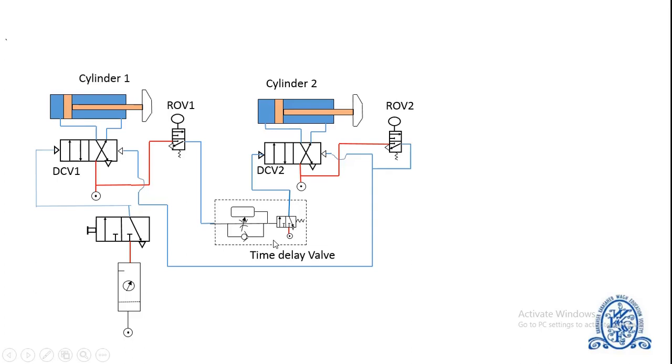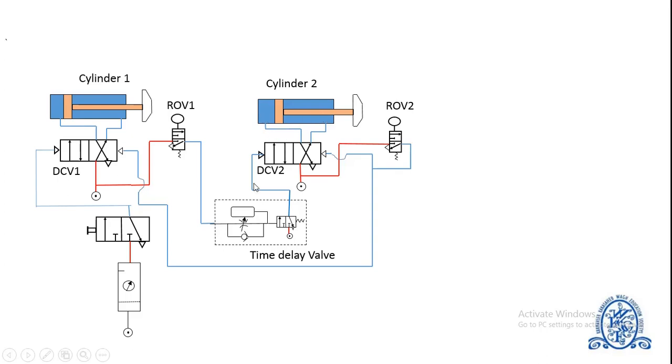Here we will consider operation of two cylinders in sequential manner. However, the cylinder 2 should extend with a delay of 10 seconds after extension of cylinder 1. So the two cylinders will be operated in a sequential manner, but not immediately. The cylinder 2 will be extended 10 seconds after the extension of cylinder 1. And after the full extension of cylinder 2, cylinder 1 and cylinder 2 both will retract simultaneously.